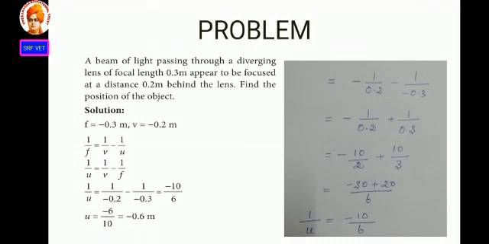Lens formula, 1 by F is equal to 1 by V minus 1 by U. We need 1 by U. 1 by U is equal to 1 by V minus 1 by F. Substitute all the values. We have to calculate and get the value. 1 by U is equal to minus 10 divided by 6. Taking the reciprocal, U is equal to minus 6 divided by 10, is equal to minus 0.6 meter. This value is the position of the object.